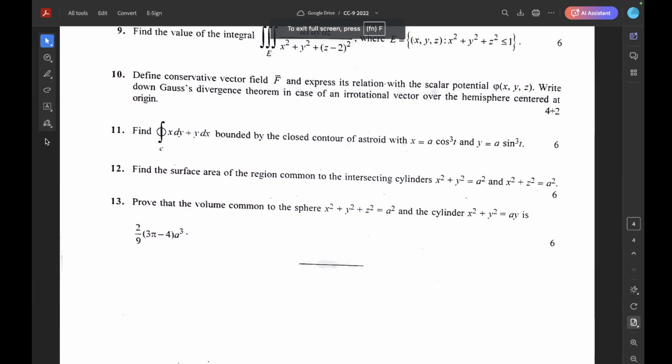Next question 12. Find the surface area of the region common to the intersecting cylinders x square plus y square equal to a square and x square plus z square equal to a square.